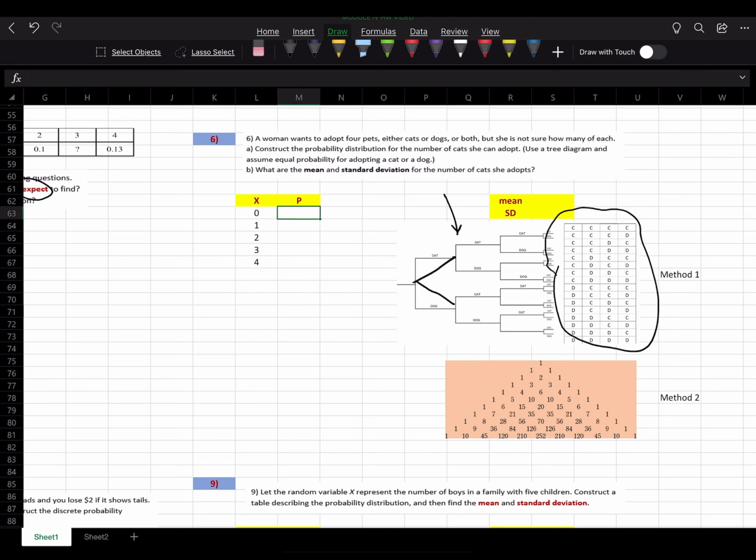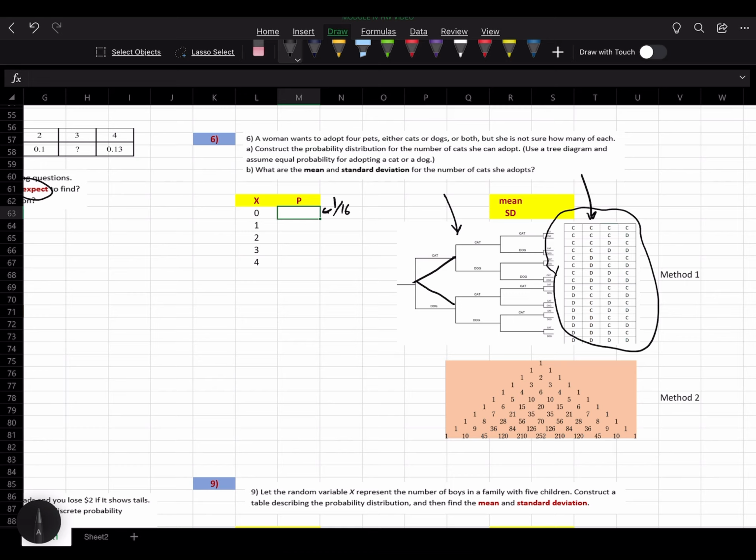Now, how am I going to figure out these probabilities? Well, you just have to come to this table and start counting it. How many of these out there? 16 of them here if you count. How many of these have 0 cats in them, which means it's just dog, dog, dog, dog? Well, there's only 1 out of 16. 1 out of 16, that's what's going to go in the first box.